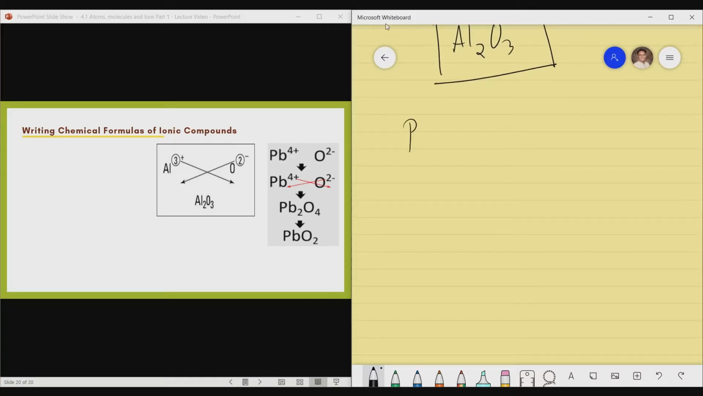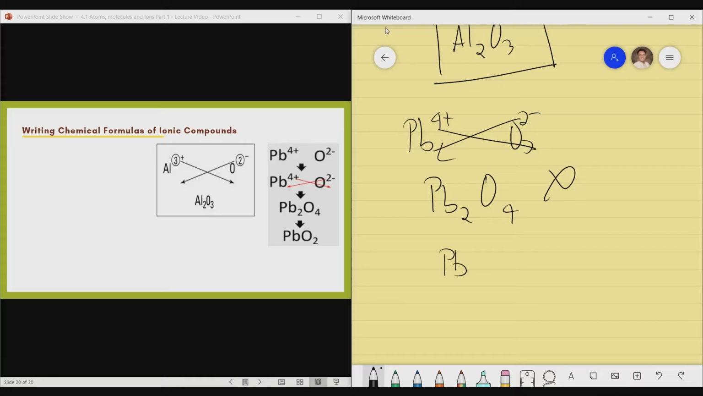Let me show you step by step. Pb4 plus and then O2 negative. So, crisscross, we have Pb2O4. This is not yet the final answer kasi nga, according to rule, dapat lowest term. Ang 2 at 4, pwede pa nating ma-lowest whole number ratio sila. So, Pb, mawawala si 2, maging 1. And then 4 will be 2. PbO2. So again, PbO2 is electrically neutral and then naka-lowest term.